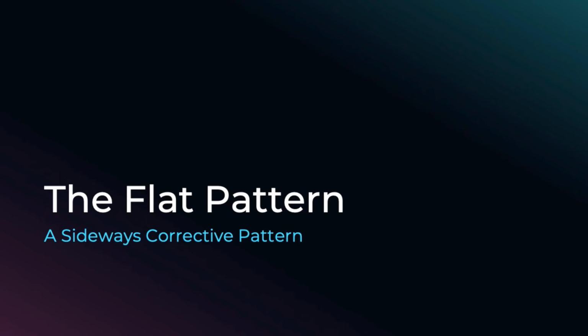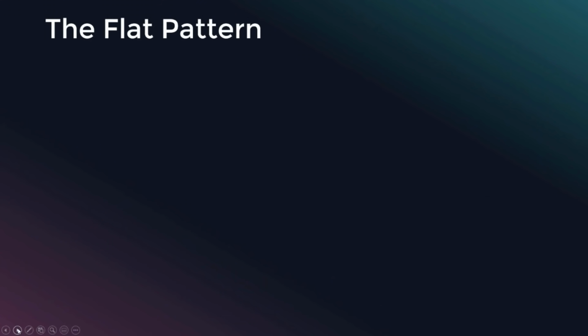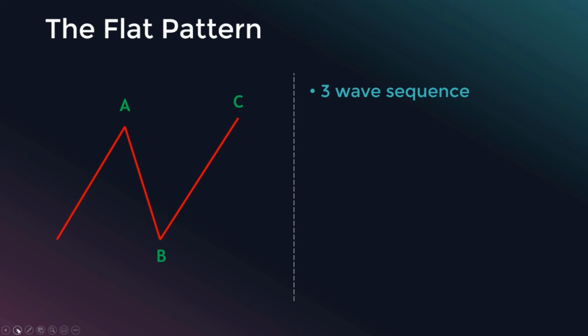To this section on the flat pattern, a sideways corrective pattern. Although this is not necessarily my favorite Elliott wave pattern to trade, it's really important to understand how a flat works because it's part of the whole Elliott wave trading system, and you have connective patterns that may be between two directional moves. So the flat pattern is a 3-wave sequence, so ABC.